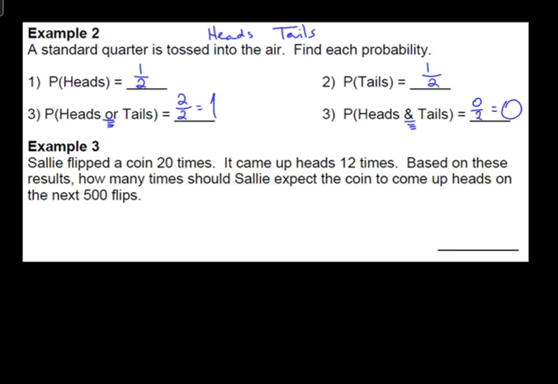Now in example 3, it says Sally flipped a coin 20 times. It came up heads 12 times. Based on the results, how many times should Sally expect the coin to come up heads in the next 500 flips? This is an example of experimental probability. So in my experiment, I got 12 out of 20.